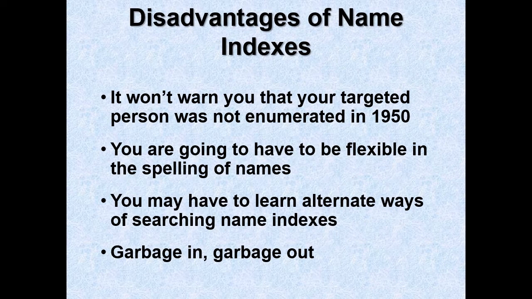The disadvantages are that it won't warn you that your targeted person was not enumerated in 1950. That should be pretty obvious. But you're going to be spending a lot of time, a lot of variations of names, and you'll find out that the person was missed. You're going to have to be flexible in the spelling of names. You may have to learn alternate ways of searching name indexes. I'll talk about this at the very end. And of course, any index has garbage in, garbage out.